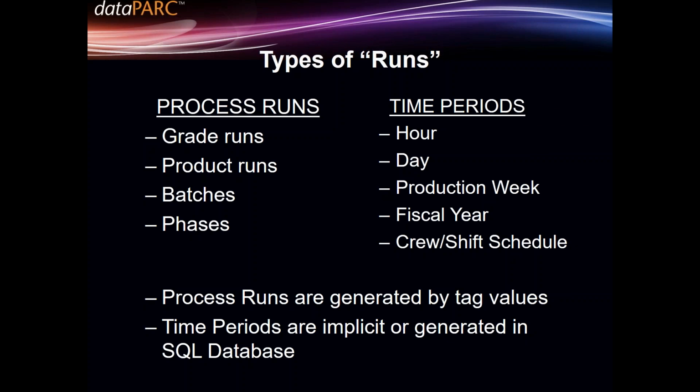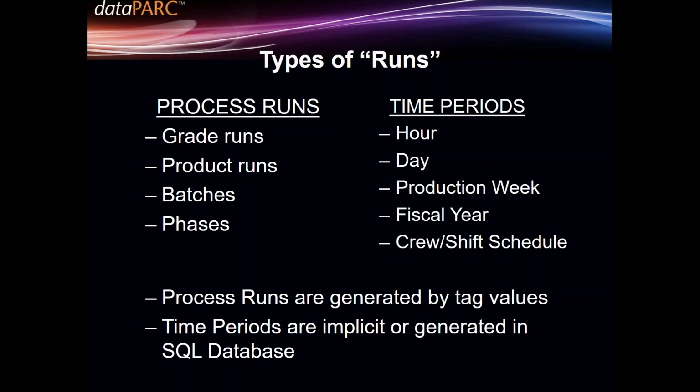For process runs, they're generated by tag values. So a tag is telling us when a new grade run starts, or when a new product or batch starts, or when we hit certain phases within a batch. That's coming from a tag versus the time periods, which are either implicit or we have them generated in our SQL database. So the implicit time periods are like hour or day, because we all mostly agree on when the hours of the day are.